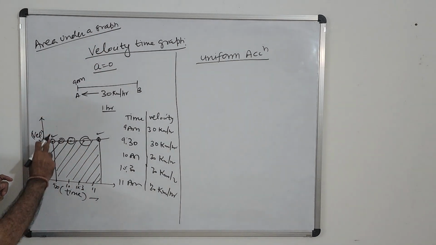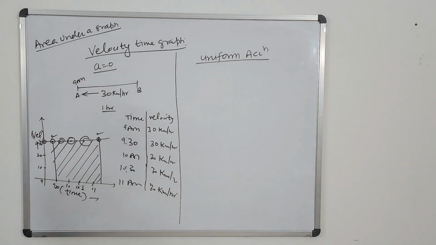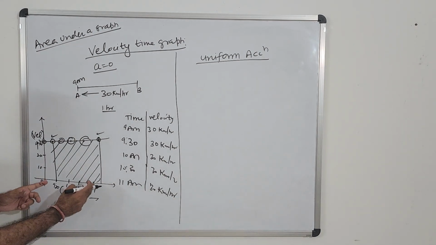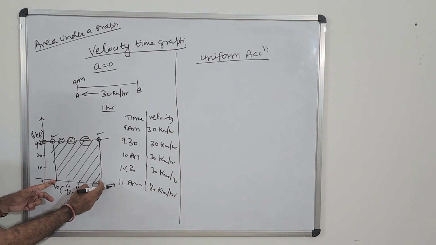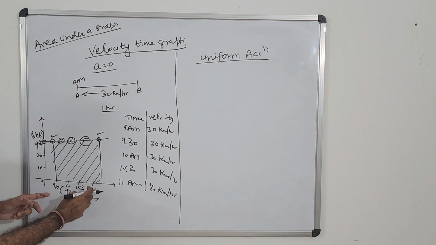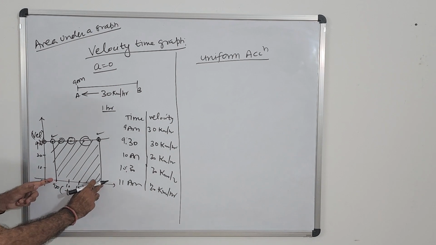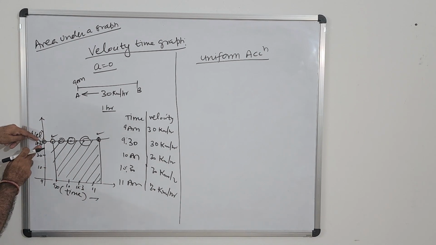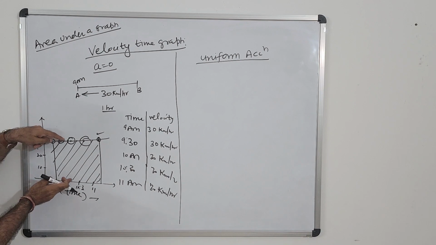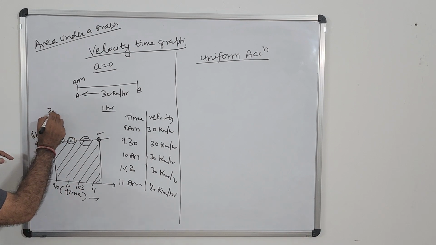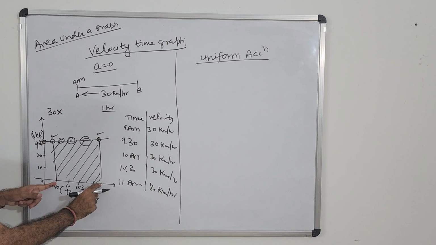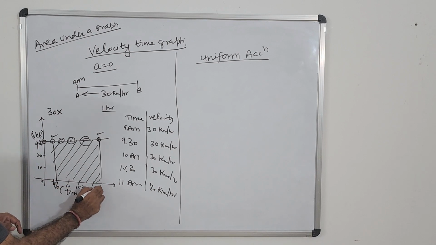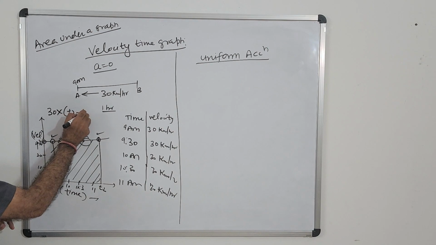Can you tell me what type of figure this is? Rectangle. What is the area of a rectangle? Length into breadth. What is length? This much. You can find it out. How? Data is there. This minus this. This is the length. What is breadth? Fixed. How much? 30. So 30 into this. This is say T1 and this is say T2. So 30 into T2 minus T1.